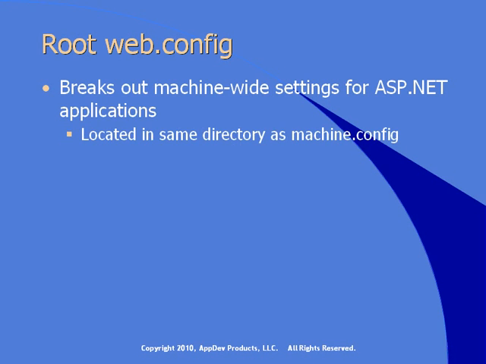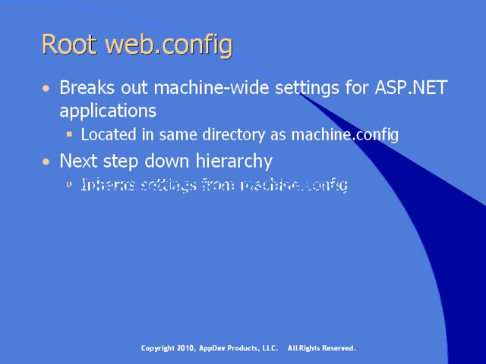It's located in the same directory as machine.config as you just saw. Machine.config is still the root configuration file, and then the root web.config file overrides any settings. But as a practical matter, what it does is it segregates out most of the ASP.NET specific settings. So it's the next step down the hierarchy.